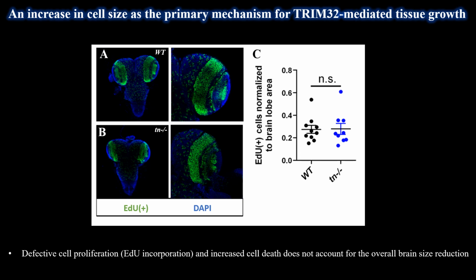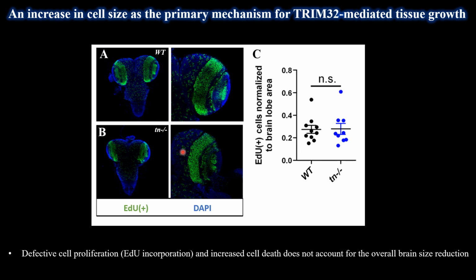There are a couple of reasons that can contribute to reduction in the size of the tissue. 1, there are not enough cells that are proliferating. 2, there is increased cell death. 3, simply cells are not able to accumulate enough biomass in order to grow in size. So we first decided to look at the cell proliferation, and we made use of the EdU incorporation assay. EdU is a thymidine analog, and it gets incorporated in cells that are actively synthesizing DNA.